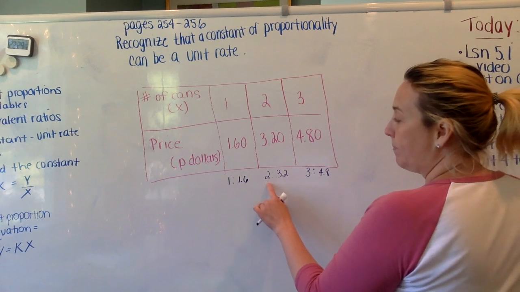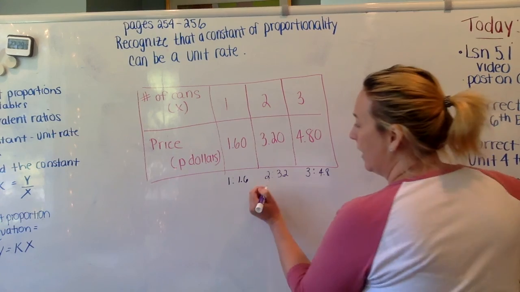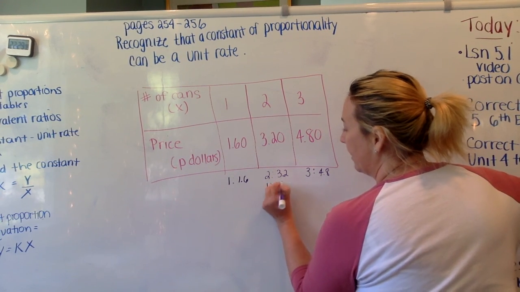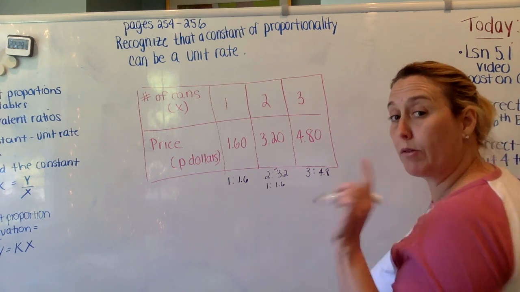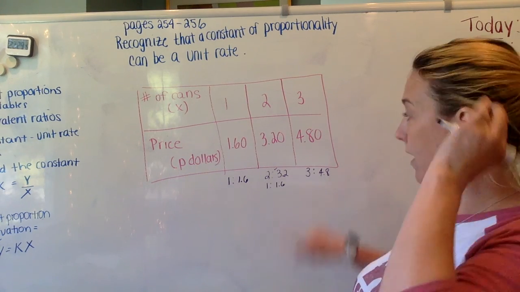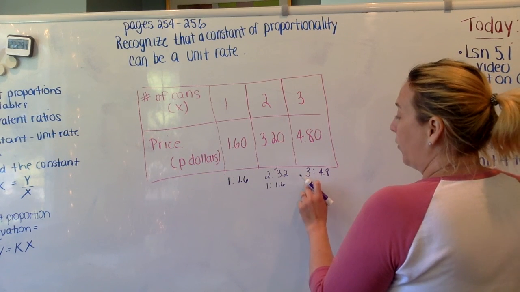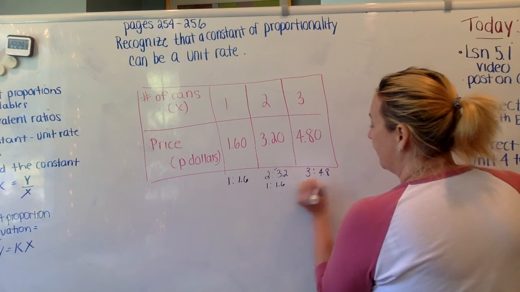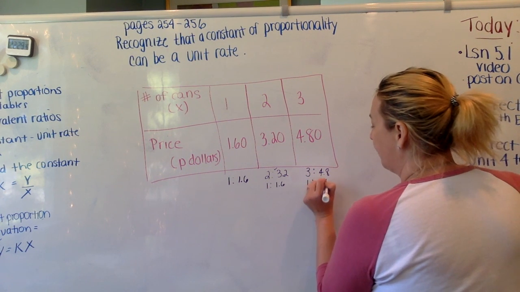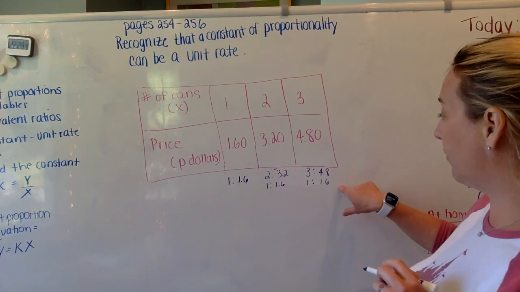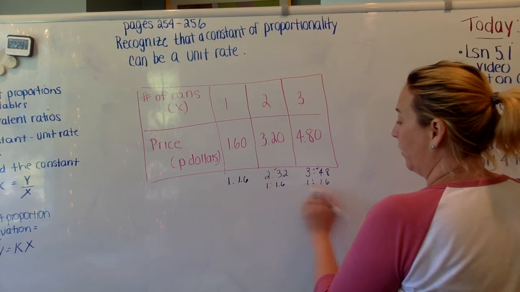And of course, 2 divided by 2 is 1, and 3.2 divided by 2 is 1.6. So this does end up being able to be made into an equivalent ratio. But remember, the other day, there was one where the third one didn't work. So you always need to check all of them. So 3 goes into 3 once, and 3 goes into 4.8 1.6 times. So this can be reduced to the ratio 1 to $1.60.